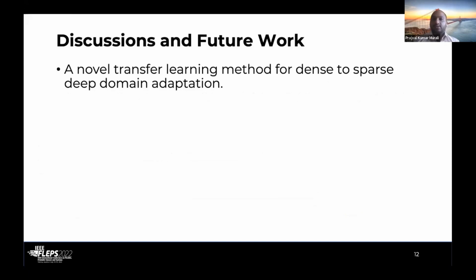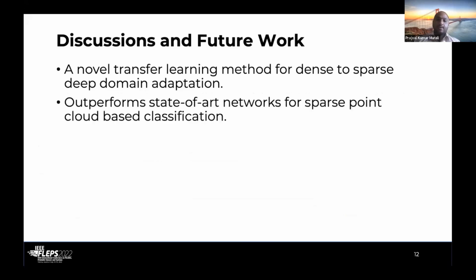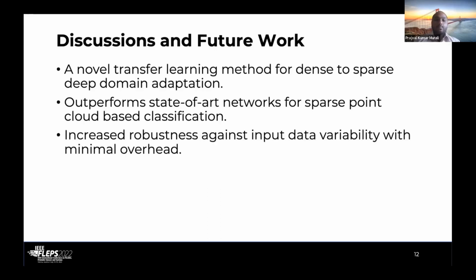What we show in this contribution is a novel transfer learning method for dense to sparse domain adaptation. We show that our network also outperforms other neural networks for sparse point clouds, which you can typically get from tactile sensing. What we show is that we can increase the robustness for robotic systems, which can then choose which kind of modality to use depending on whether a modality is available or not. So if vision is not available, it can use tactile sensing to perform classification, wherein we don't have to explicitly train the tactile modality.